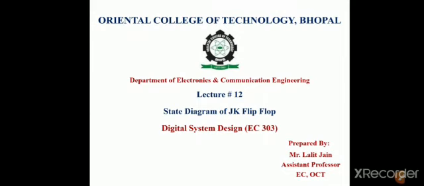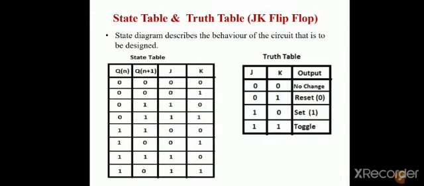Today we will learn about the state diagram of JK flip-flop. Here is the state table and truth table of JK flip-flop. With the help of the state table, we can form the K-map, and with this, finally we can generate the characteristic equation for JK flip-flop. Also, with the help of the state table, we can make the state diagram. So let's start with the truth table.